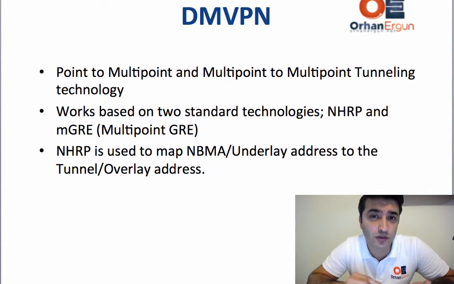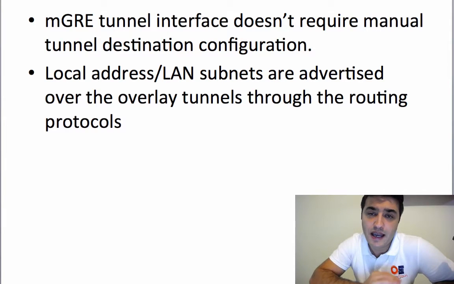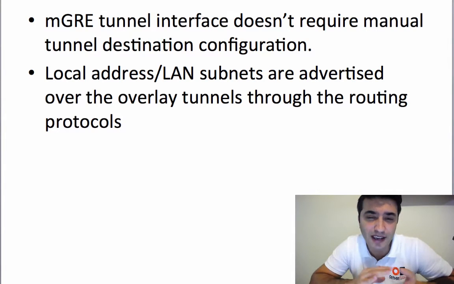I said one of the technologies is NHRP, and we will see now what is NBMA, what is underlay, what is tunnel and overlay in the topology, and it will be much clearer. But let me give you a little bit more explanation for this. mGRE, multipoint GRE, we talked about it, and the tunnel interface doesn't require manual configuration. We have three different addressing types, and with the picture, with the topology, I think it will be much clearer.